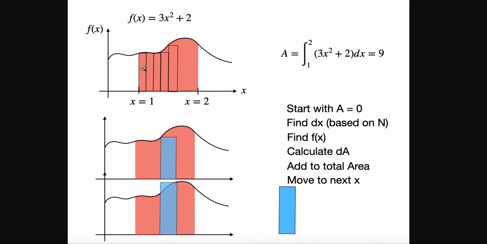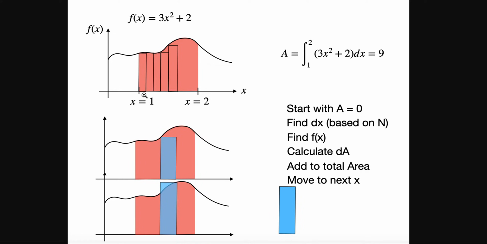Here I have a box, and I can find the length of the box. It's just going to be the function f of x at that value of x, and then the width of the box is going to be some dx value. So I find the area of that box, and then I just keep on adding those up. So that's what I'm going to do. I'm going to start with area equal to 0. That's what I'm going to start off with.